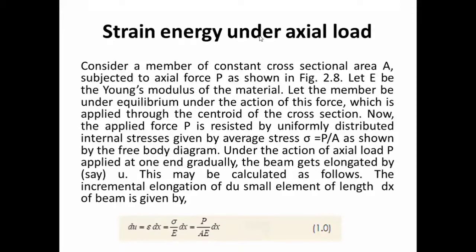What we have done is taken a member whose cross-sectional area is the same throughout the height or the length. Then its Young's modulus we have assumed. Suppose let us say it is a steel material. So Young's modulus for steel is 2 into 10 raised to 5 Newton per mm square. Then we are also assuming that it is under equilibrium, and whatever the external load applied on this member, it is passing through the centroid of the cross section. One more assumption, there is no eccentricity.